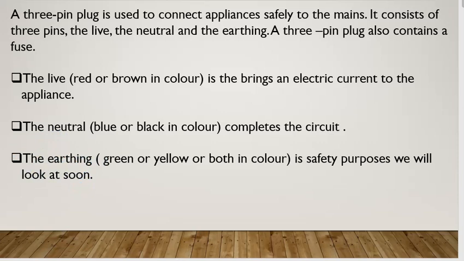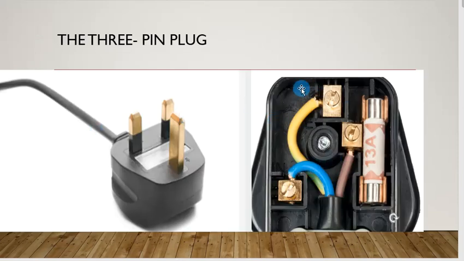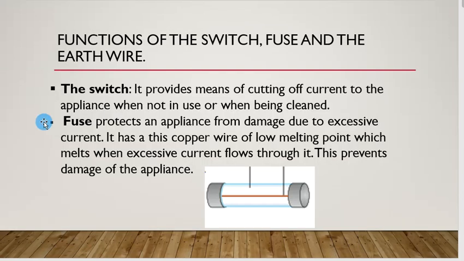So we have looked at the structure of a 3-pin plug. Please take note of where each one of the cables is, the color coding, and where the fuse is. All right, now let's go to the last part of our lesson. We want to look at the functions of the switch, fuse, and the earth wire. The switch provides means of cutting off current to the appliance when not in use or when being cleaned. So that's the function of the switch.